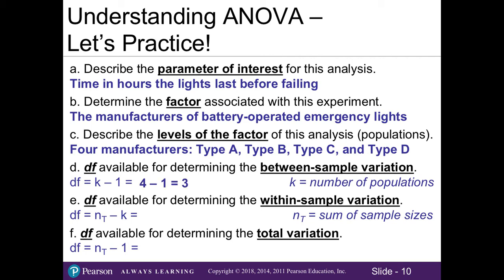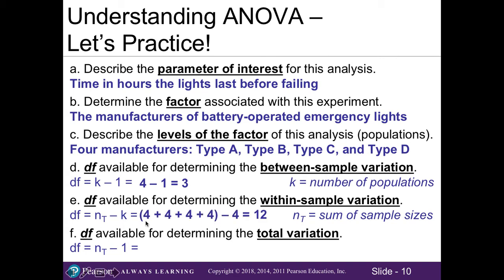For our degrees of freedom for within sample variation, that means I'm looking at the variation within each of the manufacturers. So we're going to take n sub t, which means the sum of our sample sizes. So if I add up all of my sample sizes, or I count them, we can see that there are 16. And then we will subtract the number of populations we're working with.